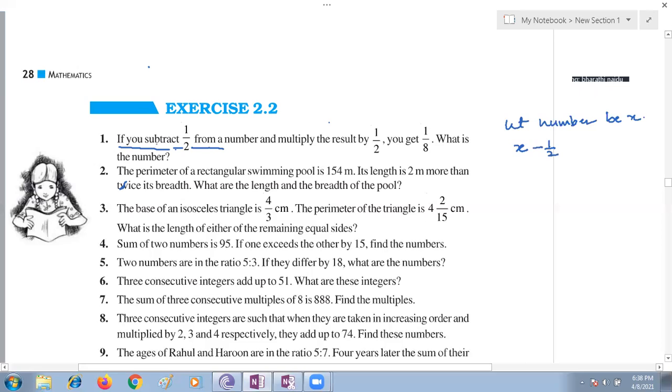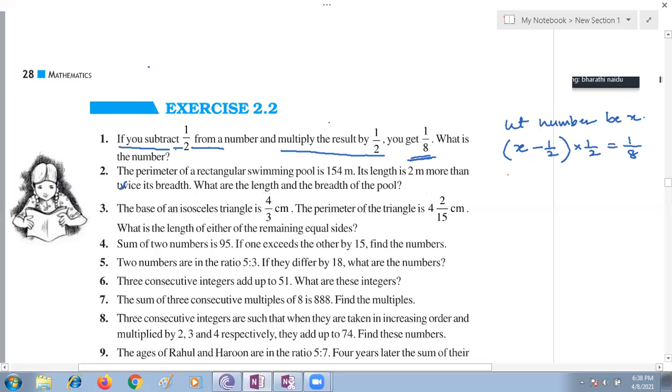Then what should you do? You should multiply the result. Yes, we have to put a bracket over there. Whatever the result I got, x minus 1 by 2, you should multiply with 1 by 2. Multiplication can also be written with no symbol. It is equal to 1 by 8. The result is nothing but 1 by 8.